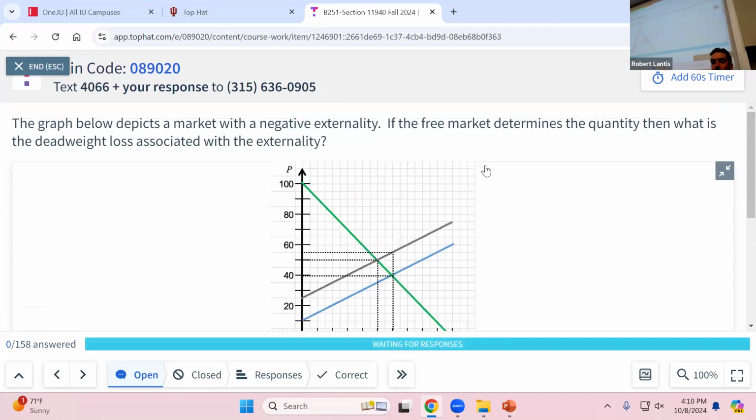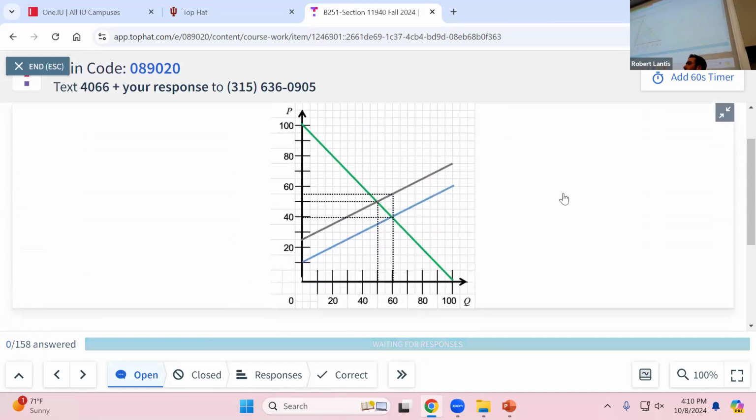If I have this negative externality, where is my deadweight loss going to be? Okay? So the market is going to stop at what quantity? Where would supply equal demand? Or where would the private marginal benefits be equal to the private marginal costs? 60. We said society would want this quantity to be at 50.